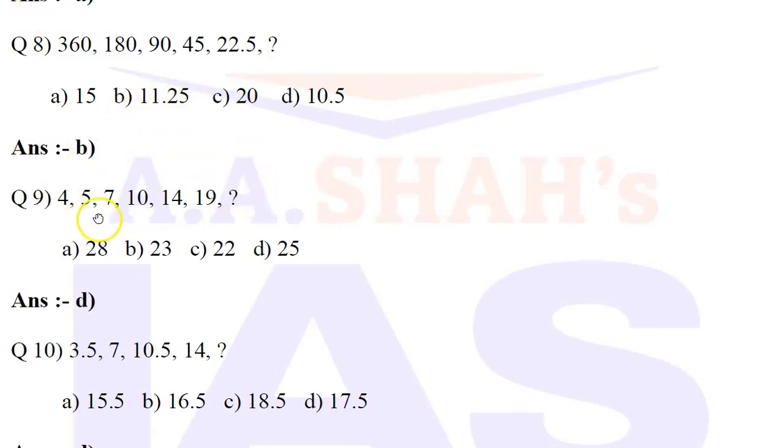Ninth question. You have 4, 5, 7, 10, 14, 19. Then next what? So if you observe here, 4 and 5. 4 plus 1 is 5. Now 5 and 7. 5 plus 2 is 7. Now 7 and 10. 7 plus 3 is 10. Now 10 and 14. 10 plus 4 is 14. Now 14 and 19. 14 plus 5 is 19. And now 19 plus 6 would be this answer here. It's 25. That's why D option 25 is your correct answer here.